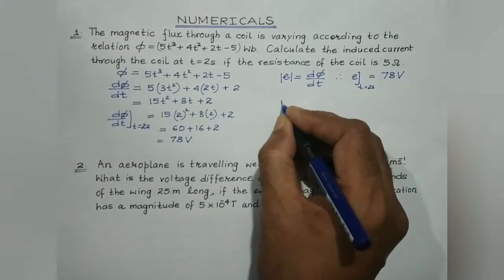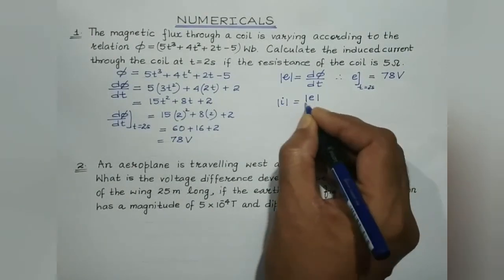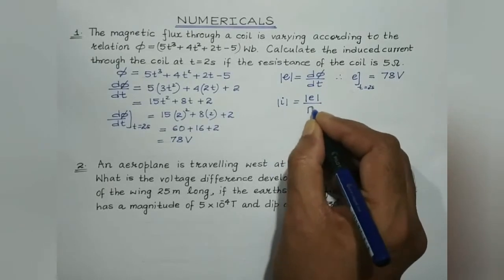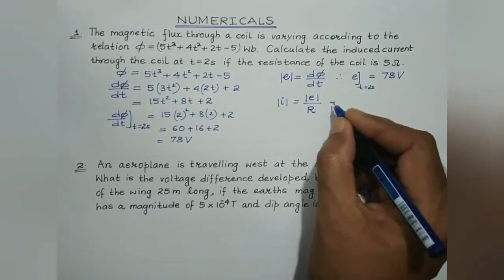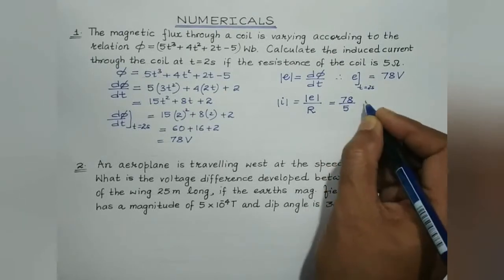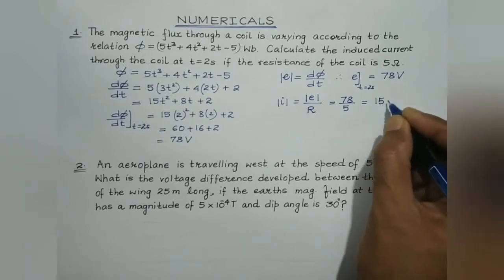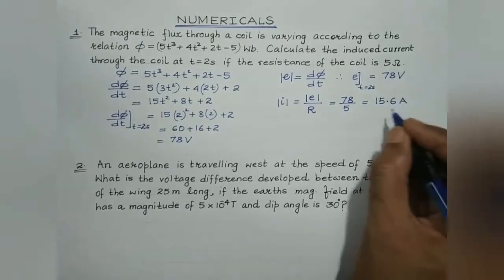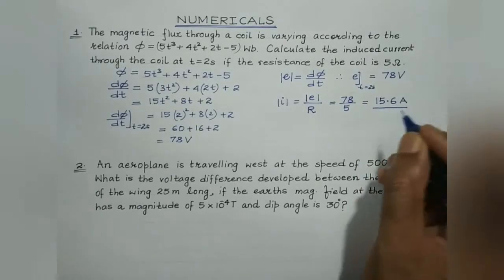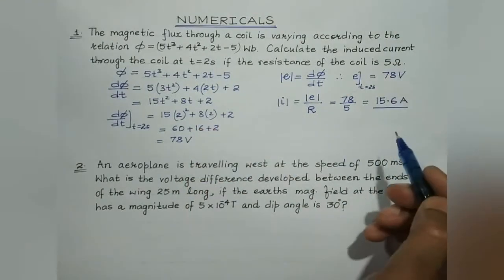Now students, the induced current, its magnitude would be equal to the magnitude of induced EMF divided by the resistance offered by the coil. So that will give us 78 divided by 5, isn't it? So it will give us 15.6 ampere. So this is the answer. This is the induced current through the coil at the instant t equals 2 seconds.